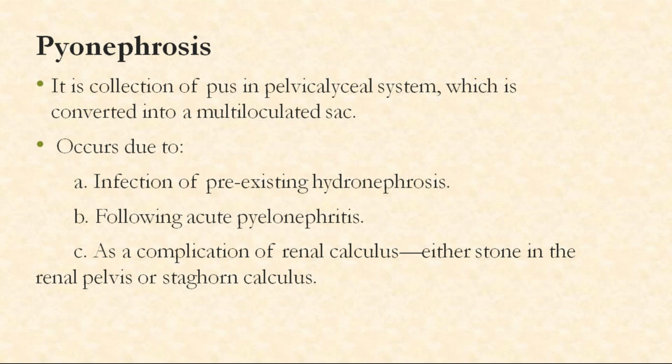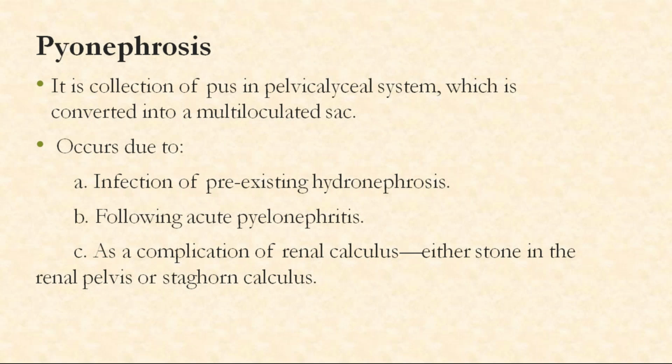Okay. So, pyonephrosis, sometimes they may ask as a short note. You should write something about pyonephrosis. What is the meaning of pyonephrosis? Pyo means pus. So there is a collection of pus present in the pelvicalyceal system, which is converted into a multiloculated sac. So the pus in the kidney or renal parenchyma is known as pyonephrosis.